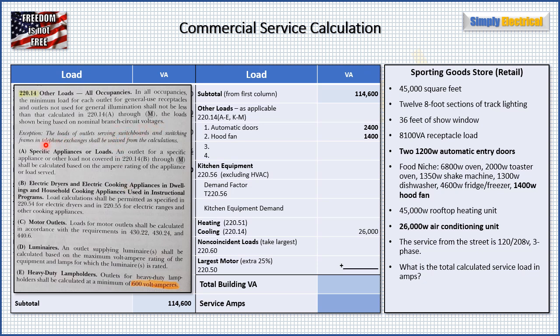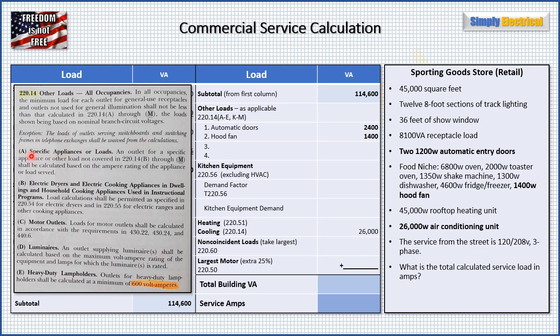They say, okay, there's an exception here. It says the loads of outlets serving switchboards and switching frames and telephone exchanges shall be waived from the calculations. Okay, that is going to apply to pretty much nobody most of the time. It's just kind of one of those one-off exceptions that's very specific. But it may at some point apply to you, so there it is.